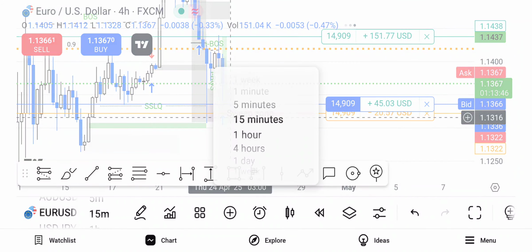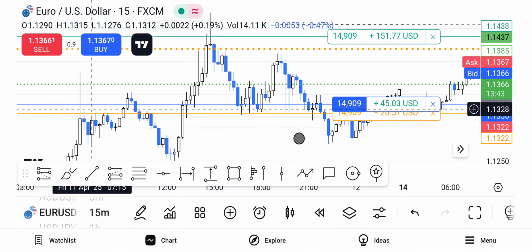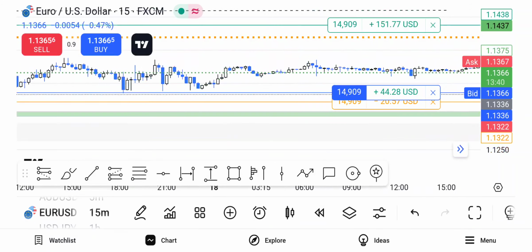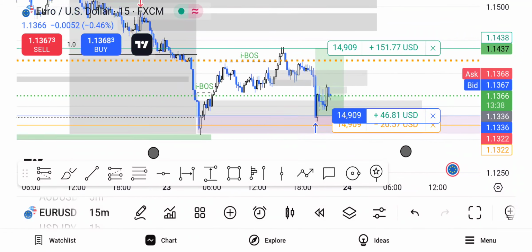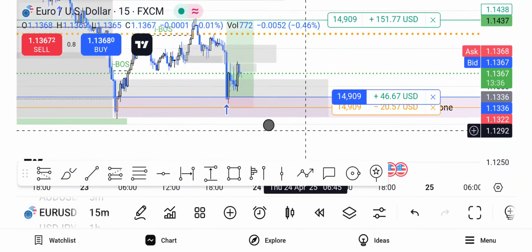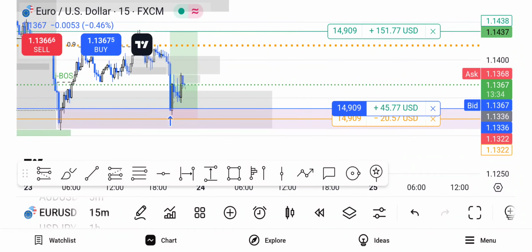Let's hop into the 15-minute time frame, and as you can see, this is my sweep zone.